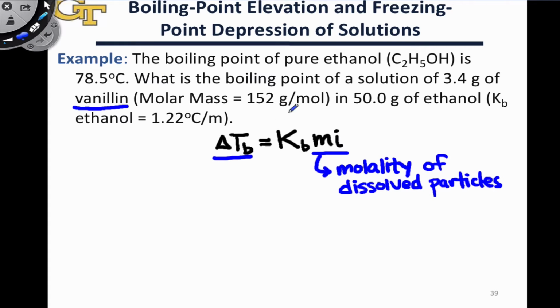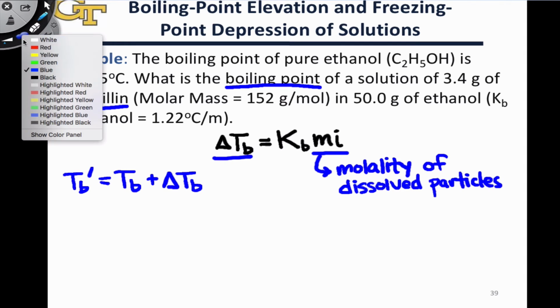The problem here asks us to determine the boiling point of a solution of some mass of vanillin and some mass of ethanol. So to do that, we're going to need to determine delta Tb and use the fact that the boiling point of the solution, let's call that Tb prime, is equal to the boiling point of the pure stuff, let's just call that Tb, pure ethanol in this case, plus the delta Tb, which is calculated from this boiling point elevation equation in the center of the slide. That's going to come later though.